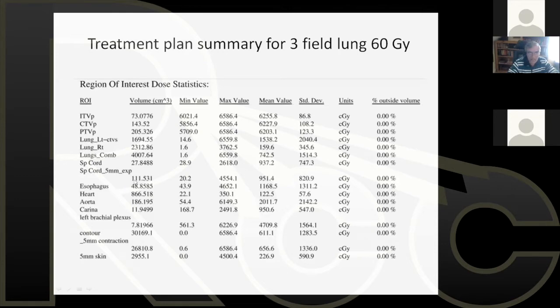And then look at the expansion. We expanded the cord, and we always provide a 5mm expansion around the cord just to check the fall off to the cord. Even the expansion was under 45 gray, or very close to 45 gray.